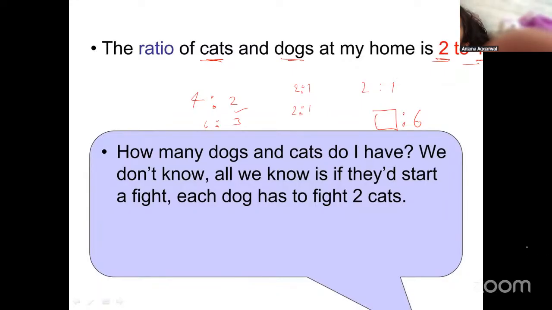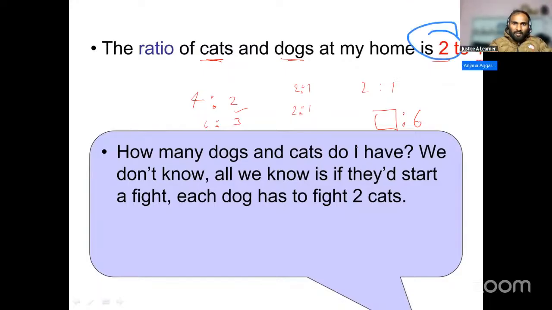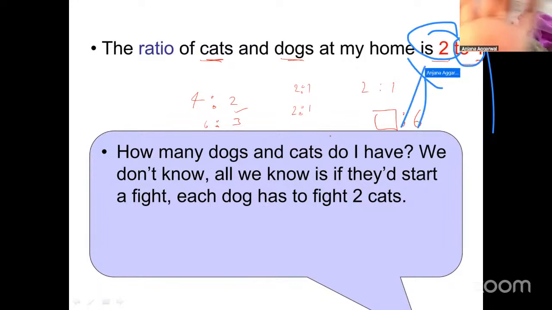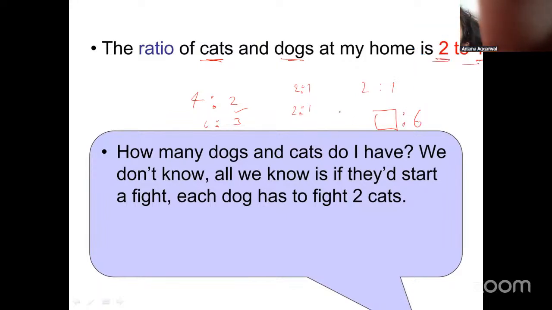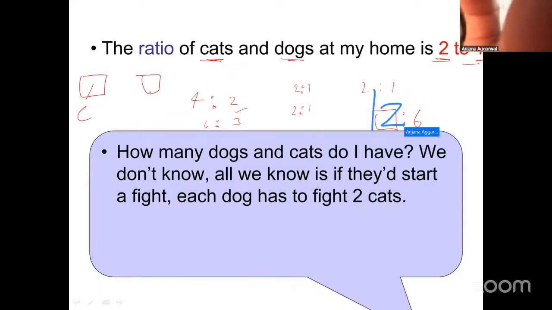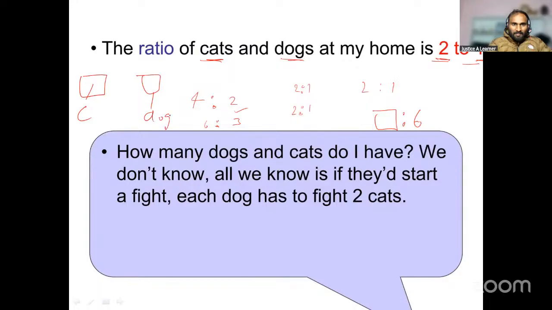3. No, dogs ratio is what? 1. 2 plus 1 is 3. Wait. This side what? 12, cat. And this side what? Dog. So that would be 12. Yes. You got that or not? Yeah. Okay, wait one more time.